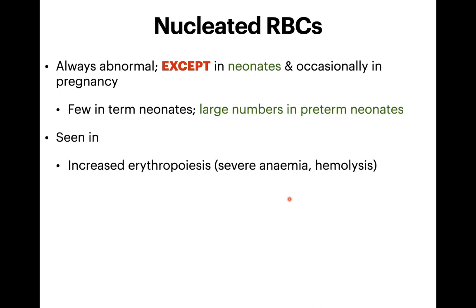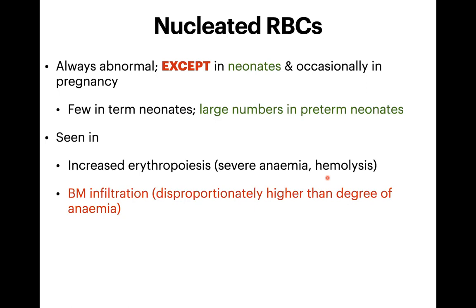They are seen in increased erythropoiesis, when the marrow is just in fast forward processing, producing a lot of NRBCs, and in that case they will be released. So in cases of severe anemia and hemolysis, you might find these NRBCs in the peripheral blood, or when there is a bone marrow infiltration. In this case, the number of these NRBCs will be disproportionately higher than the degree of anemia. With increasing severity of the anemia, the number will increase.